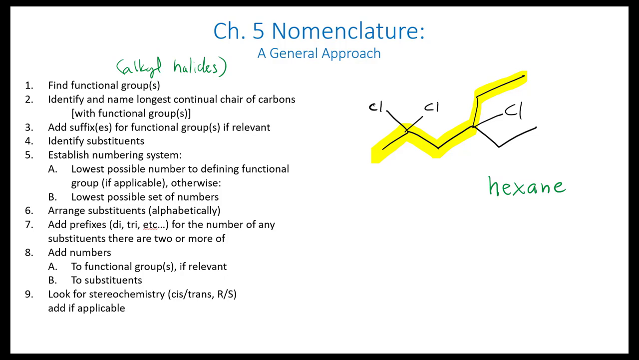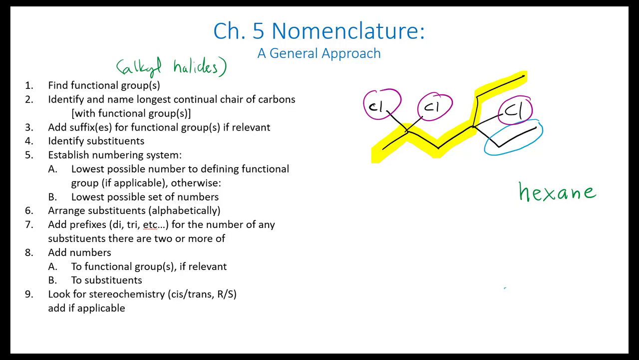And when we have an alkyl halide functional group present, we don't do anything to modify the name. We simply use the alkane name. So now we want to see what we have not covered with hexane. We have one ethyl group. We also have 3 chlorines. And we want to establish a numbering system. It doesn't matter in this case whether the numbers go to chlorines or ethyls.